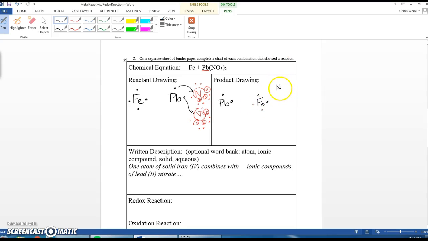Now remember, nitrate can only take on 1 electron because it has 7 valence electrons in its outer area. So if it only can take on 1 electron, how many nitrates do we need? We need to have a total of 4, in other words, 3 more nitrates. So I'm going to draw another 3 nitrates.